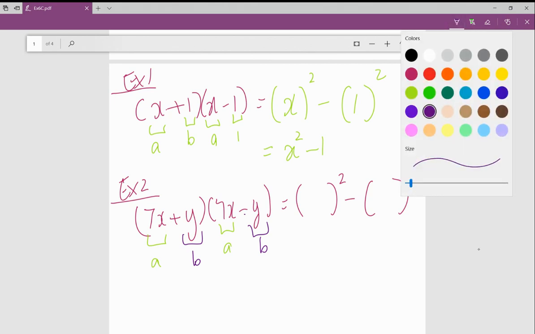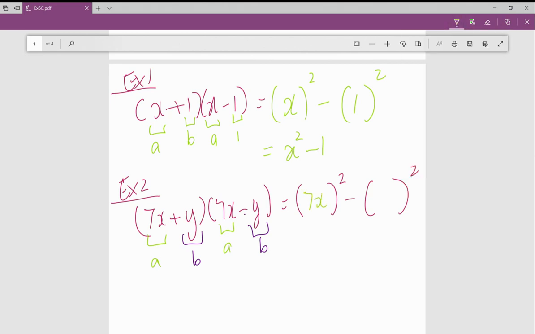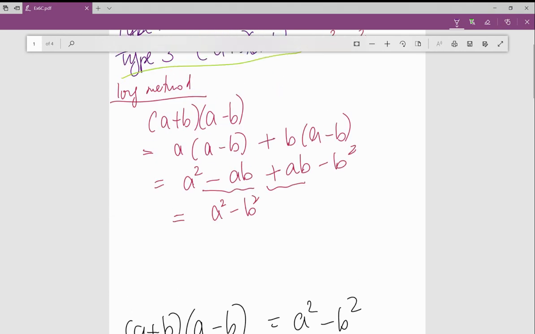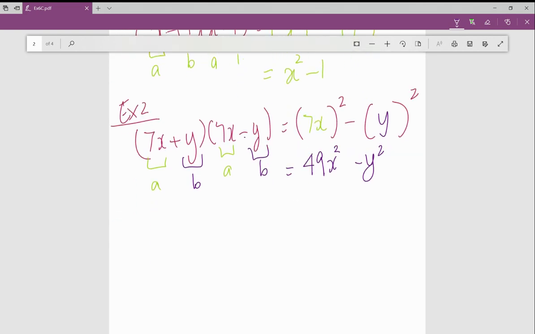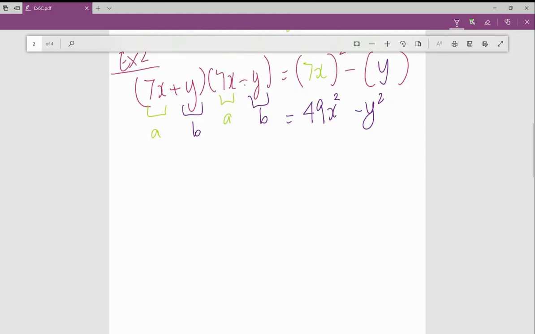So in this case, a is 7x, so I will put 7x, and then b is y. Now, the most common mistake students will make is writing 7x squared. They will forget to square the 7. They will just put it as 7x squared. But the correct answer is 49x squared minus y squared. So what I'm trying to do is find a shortcut to this solution rather than the long way of expanding. If you can still do it that way, there's nothing wrong, but it will take time. This method is much faster. It saves you a lot of time and you won't make a lot of mistakes. After sufficient practice, you should be able to do it.